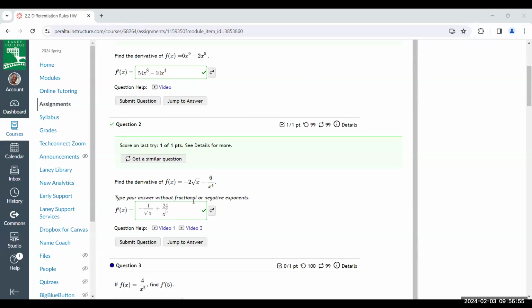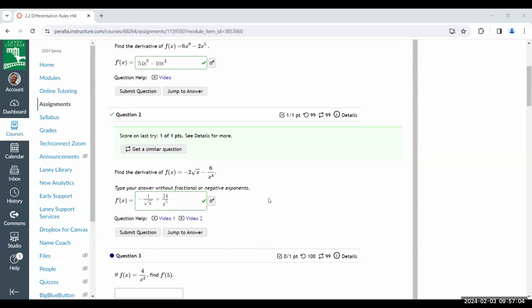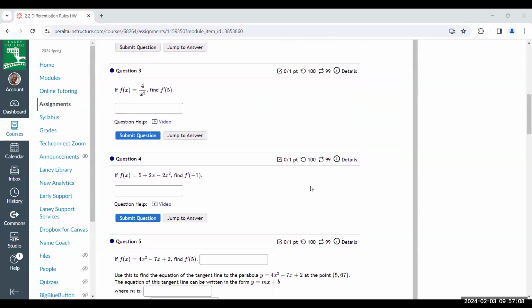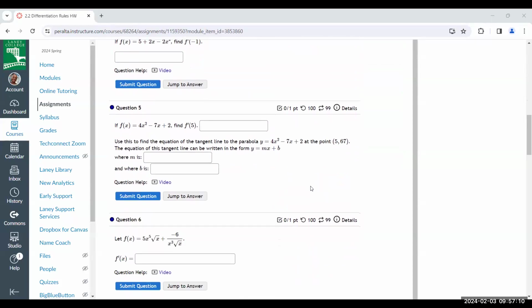By the way, if it doesn't say that they don't want fraction or negative exponents, you can leave it the way we first got the answer without rewriting it. But if they say they don't want fraction or negative exponents, make sure you don't have fraction or negative exponents. Let's look at number 5.